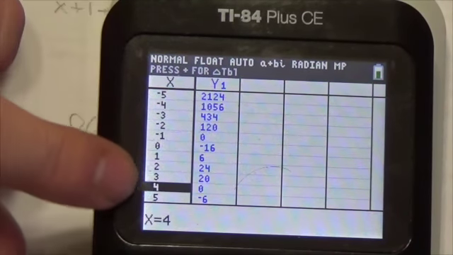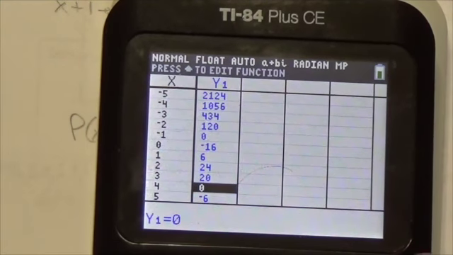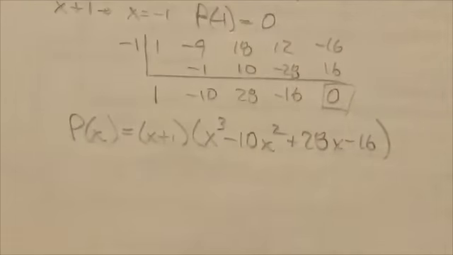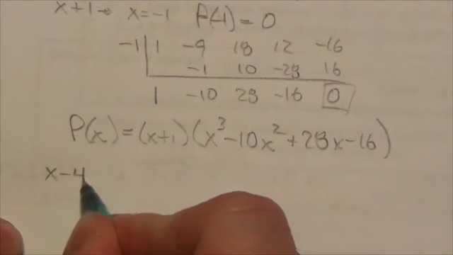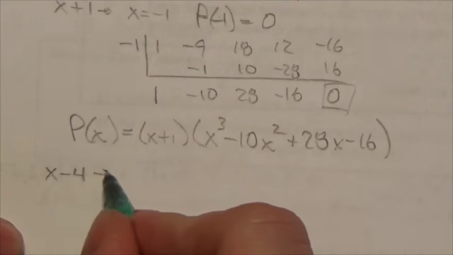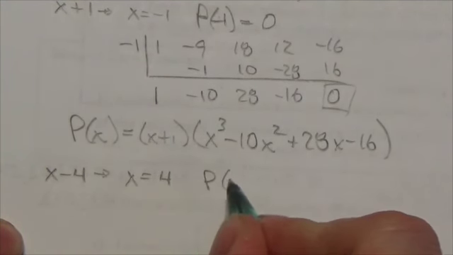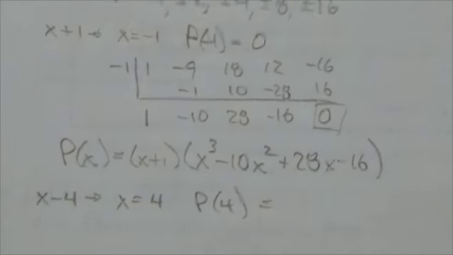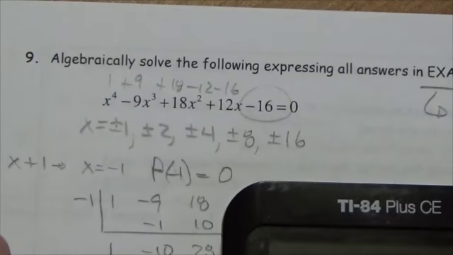And look at that. Down there, when x is equal to 4, I get a 0 for y as well. So x equal to 4 is an x-intercept. So I'm going to test the x minus 4 factor, which means letting x equal positive 4. So p at 4 should equal 0, but I'm going to go up here and test it again. I'm going to use the calculator here.